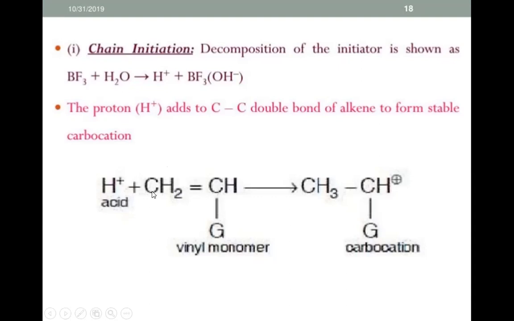This negatively charged carbon atom forms a bond with the H plus, that is a proton acid. It forms a bond with H plus because this is H plus and this is minus. Plus and minus will form a bond and it will get the CH3, leaving behind the positive charge on this carbon atom as a carbocation. In this way, the carbocation will be generated in the chain initiation step.